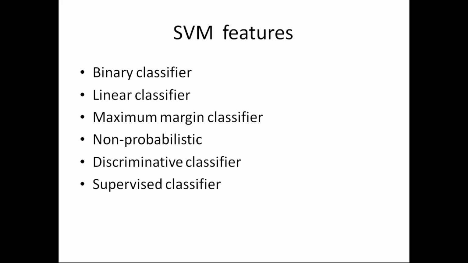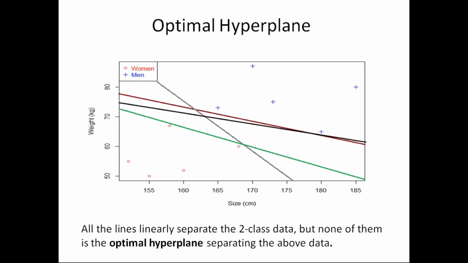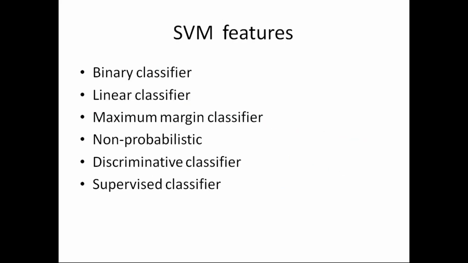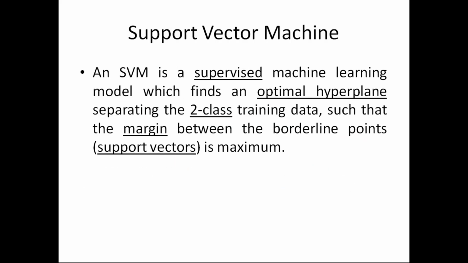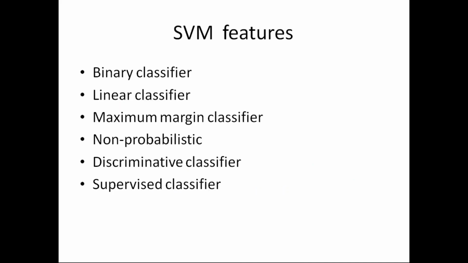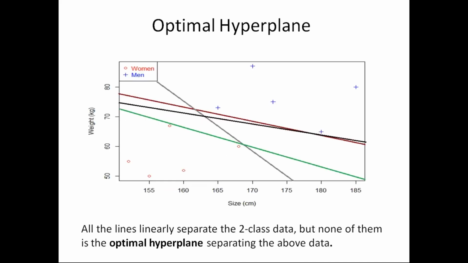Okay. Now, discriminative classifier, yeah, that's the same thing. Discrete classifier basically. And supervised, we saw why supervised, because you need to know the labels beforehand. Okay, now I will talk about, like I said, that optimal hyperplane, margin, support vector, these things I will talk about. So now I am coming to that.